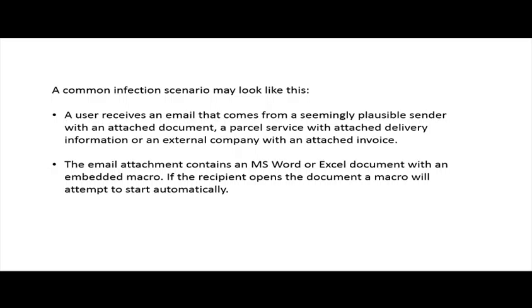And the email attachment contains an MS Word or Excel document with an embedded macro. We'll talk about the macro in just a second. If the recipient opens the document, a macro will attempt to start automatically. And what a macro is, it's a set of instructions that when it's opened, it just automatically does things to your computer, and it comes in the form of a Word or Excel document. So you want to keep your antennas up for any attachments in your email that are Word or Excel.